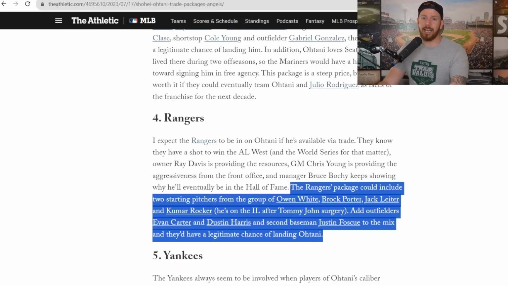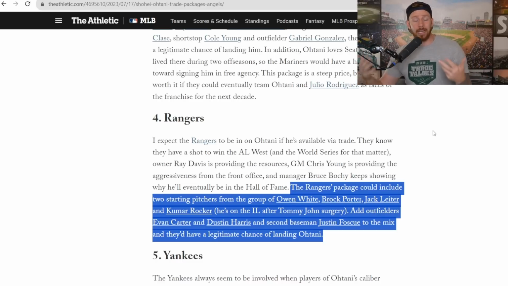Up next, he has the Texas Rangers, and he says here, I expect the Rangers to be in on Ohtani if he's available via trade. I disagree. The Rangers are a good team this year, but over the last few years, they've been rebuilding that farm, and for them to just dish out top prospects for 2 months of Ohtani doesn't seem to make a whole lot of sense to me.